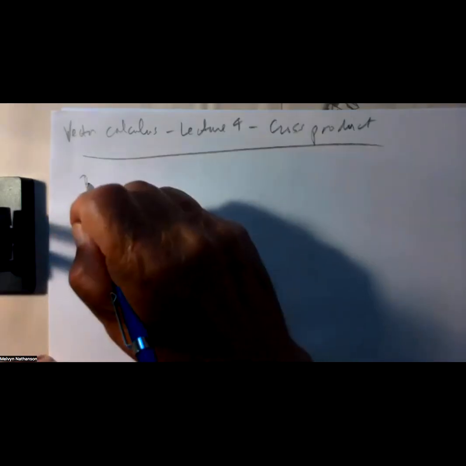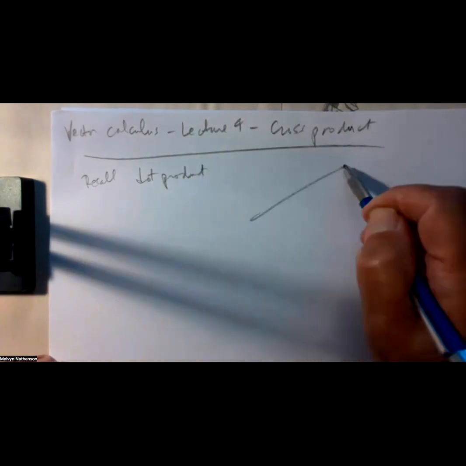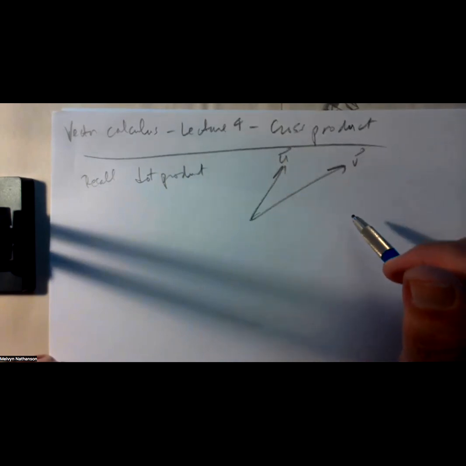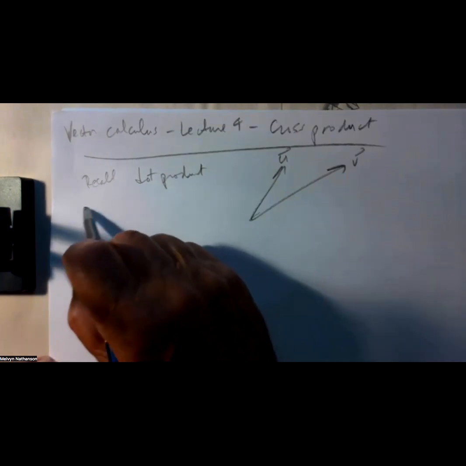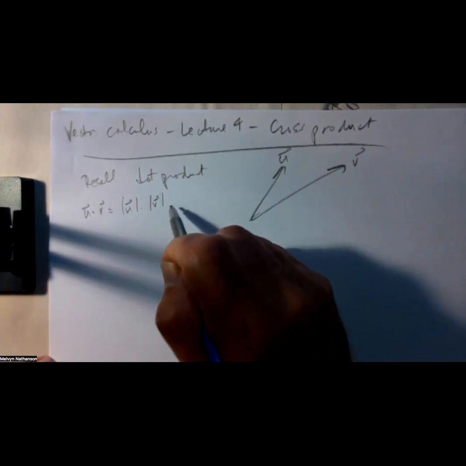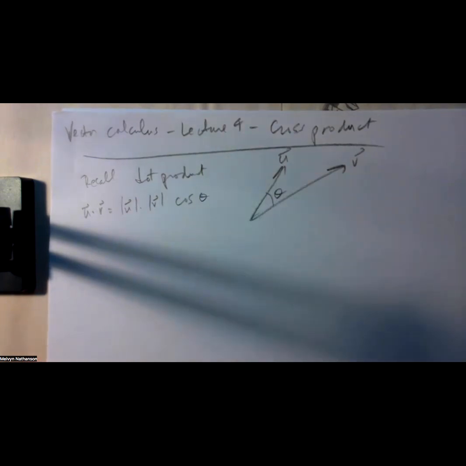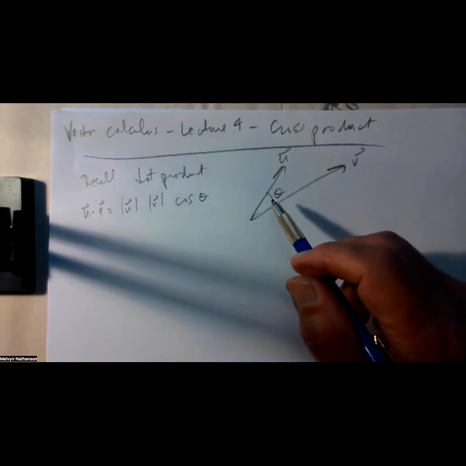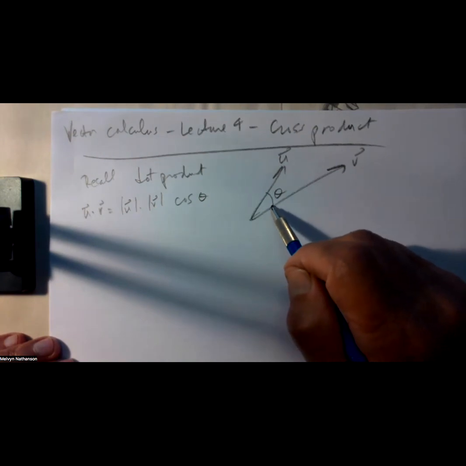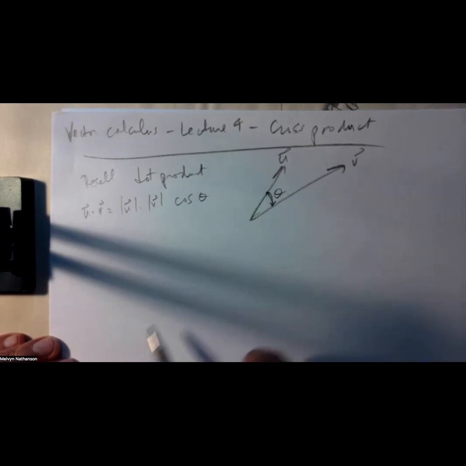Okay, so let's recall, first of all, the dot product. If we have two vectors, u and v, in three-dimensional space or two-dimensional space, the dot product is the length of u times the length of v times the cosine of the angle between them. And because the cosine is an even function, cosine theta equals cosine minus theta, it doesn't matter whether you take the angle going in the positive direction or in the negative direction, it's the same cosine.